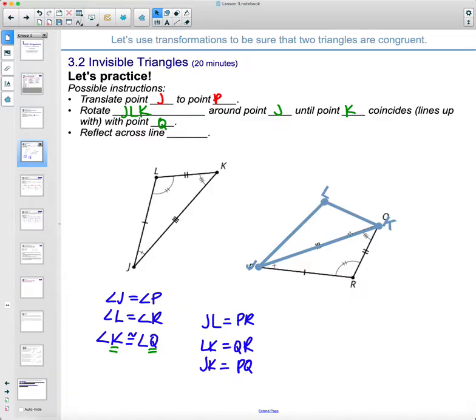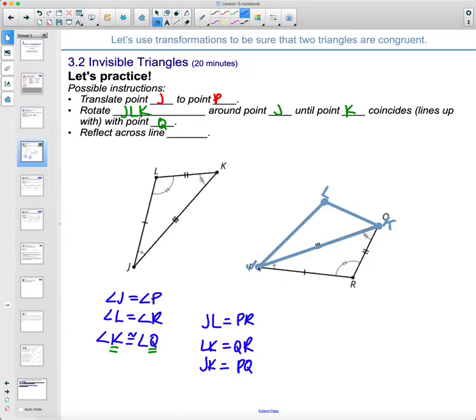Okay, so then my partner has done this. Now I see that I've got J on P and I've got K on Q. And then I see that it's not all the way lined up yet. So this triangle still needs L to flip down to R. So that's a reflection. So now I'm just going to reflect this triangle across this line.